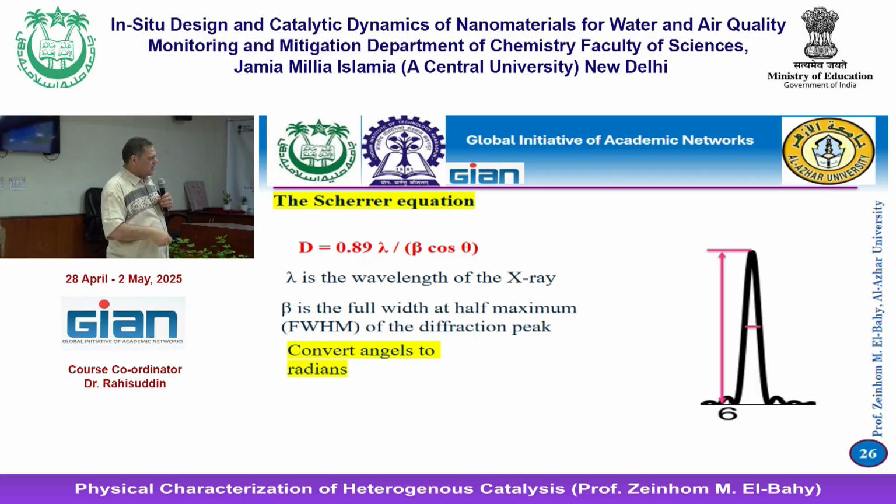You measure the height because you may need it someday. You measure the height, divide this height by 2 to get the half width, measure this half width and transform it into radian values. And then you can apply it in this equation and determine the D, which is not particle size, it is crystalline size.